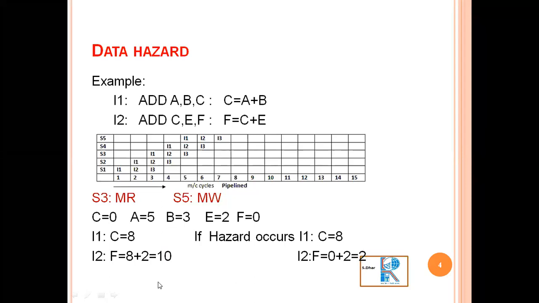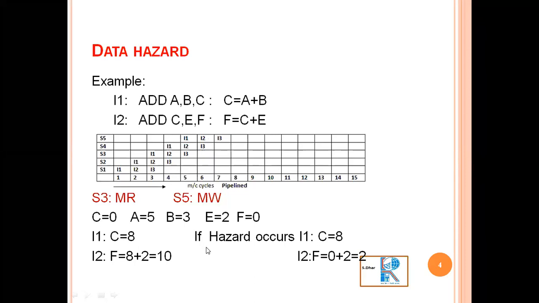So what does the processor have to do? The processor has to stop the instruction, I2, until I1 completes, just like the branch instruction. Again I repeat, the processor has to stop the instruction following I1 until I1 completes and C gets the updated data, C is equal to 8. From here I2 can start. All the earlier slots will be no operation.